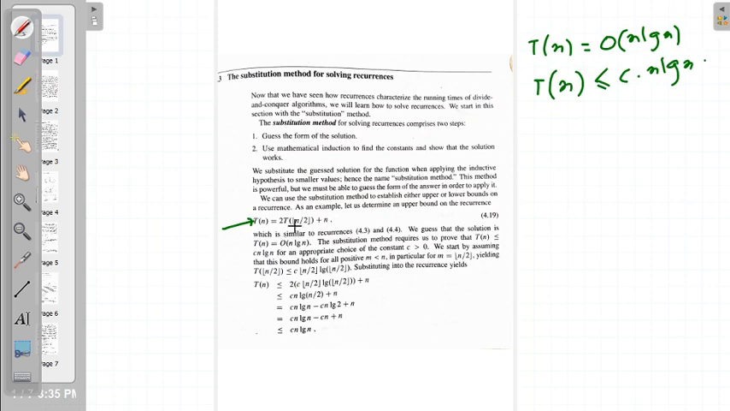And then I am assuming that it is true for this floor n by 2, and then we are doing all the algebraic manipulation. But the method of induction is telling, okay, there are 3 steps. One step is the base case. The base case is true.